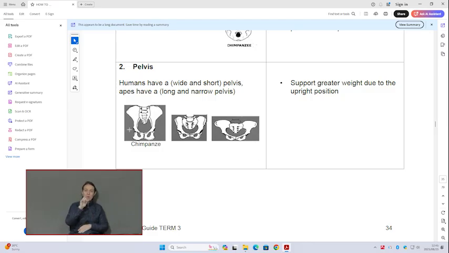Then for other primates, which is a chimpanzee, they will have a long and narrow pelvis because they are quadrupedal. Now, the significance of us having a short and wider pelvis is that it supports greater weight due to upright posture. Or you can say it supports the upper weight because it is short and it is wider.